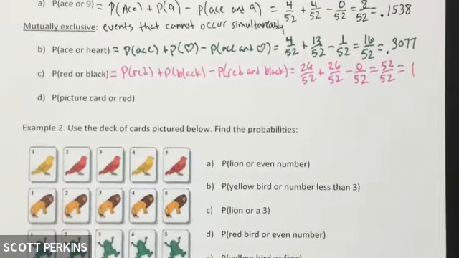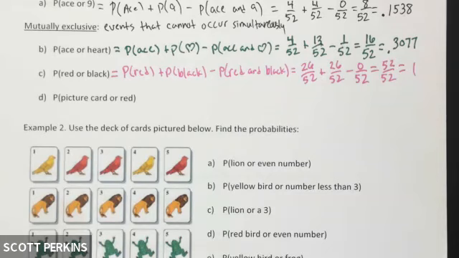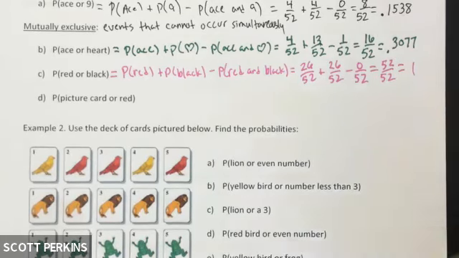Go ahead and do the D problem, the probability of a picture card or a red card. Remember, picture cards are the jacks, the queens, the kings. There's 3 picture cards of each suit.